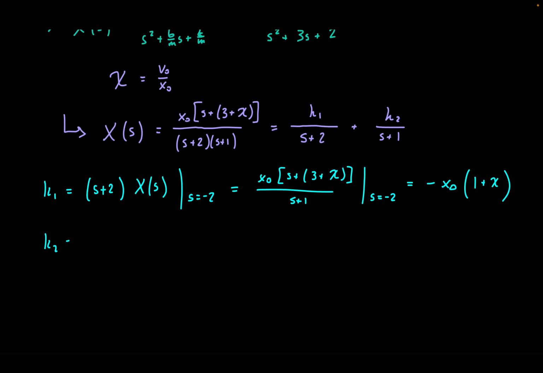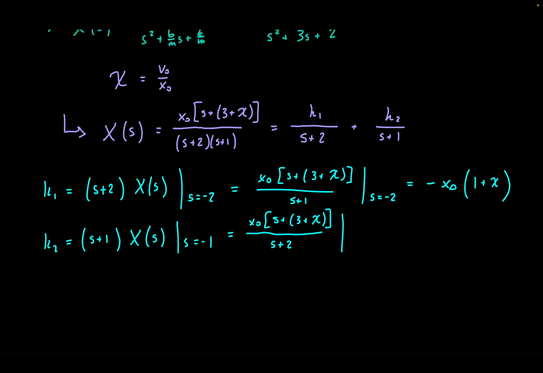So now for k2, we'll essentially do the same thing. We'll take our denominator, which would be s plus 1, and we'll multiply by capital X of s and evaluate at that root. So when s is equal to -1. So then we'll have x naught times s plus 3 plus chi, divided by s plus 2, and we'll evaluate this at s is equal to -1. So in our denominator, we'll have -1 plus 2, or 1. So then we'll have x naught, and then s will be -1, so we'll have -1 plus 3, which will leave us with 2, and then plus chi.